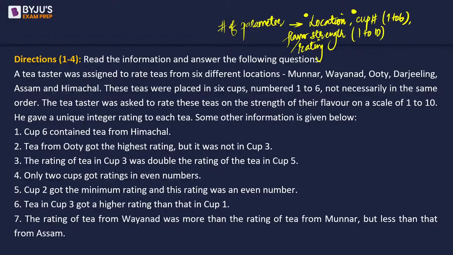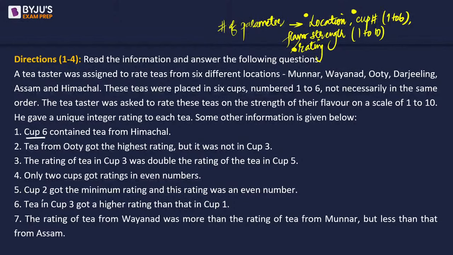Location, cup and rating. Now out of these 3 parameters, one parameter is going to be something that we have to fill beforehand while drawing the table. So which particular parameter or attribute is the important one, as in every other parameter is going to be related to that parameter? In other words, which parameter is the primary parameter? So the primary parameter may be location, it may be cup number, it may be rating. It depends on how the statements are mentioned.